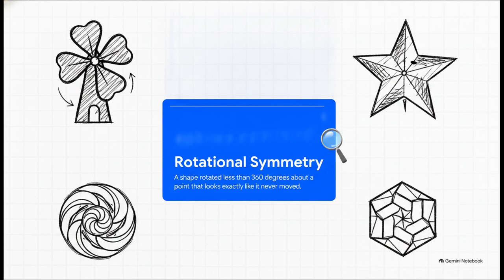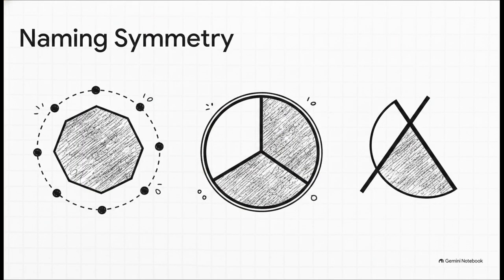shape right onto itself. Imagine taking a shape, pinning it to the wall straight through its center, giving it a spin, and stopping before you make a full circle. If the shape looks like it literally never even moved, if it perfectly overlaps its original footprint, it has rotational symmetry. Because mathematicians love precision, we have three different ways to name and quantify this rotational symmetry.